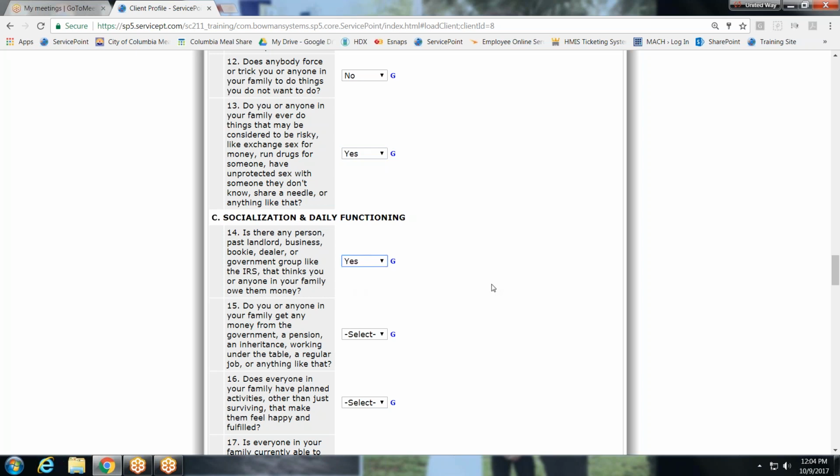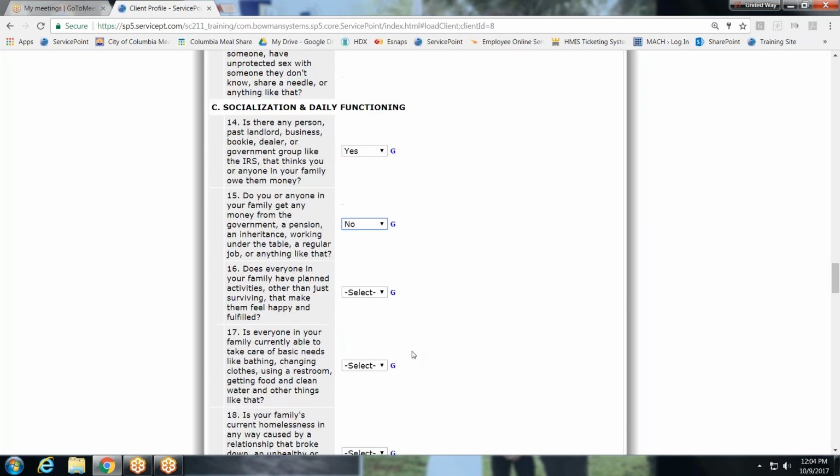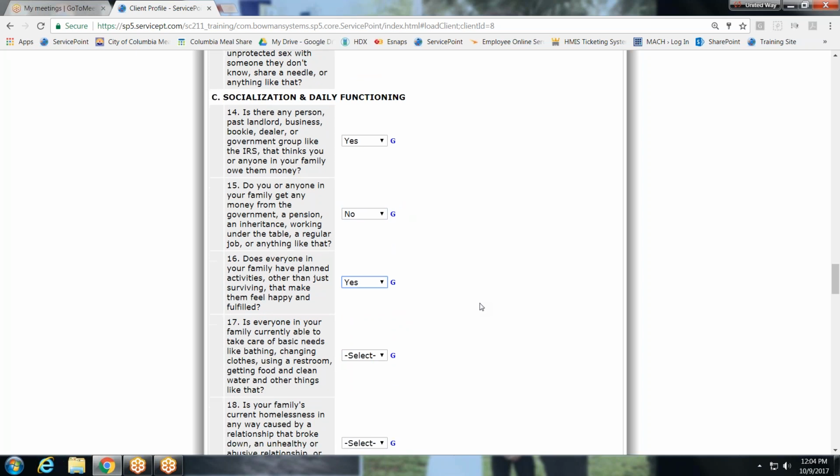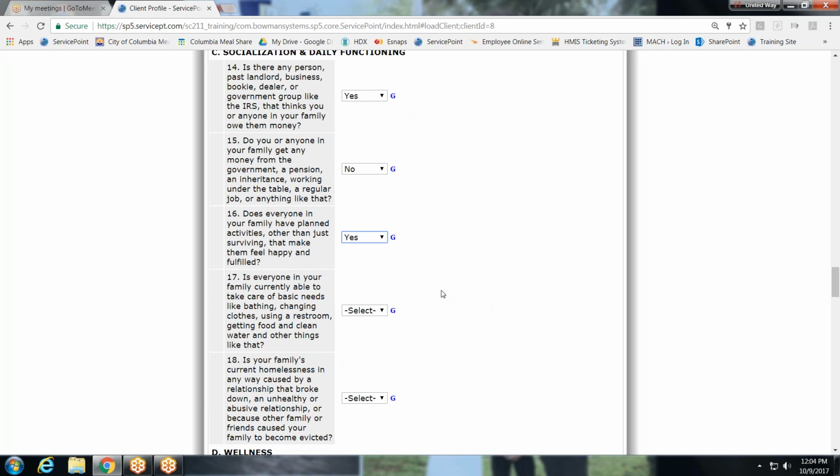Do you or anyone in your family get any money from the government, a pension, an inheritance, working under the table, a regular job, or anything like that? No. Does everyone in your family have planned activities other than just surviving that make them feel happy and fulfilled? Yes. Is there anyone in your family currently able to take care of basic needs like bathing, changing clothes, using a restroom, getting food and clean water, and other things like that? Yes.